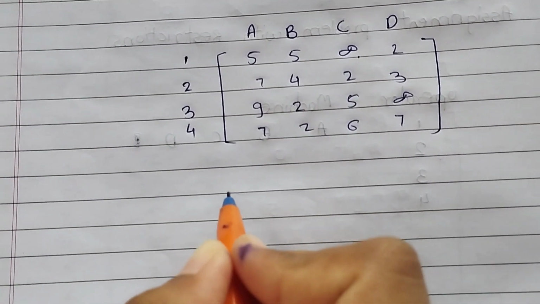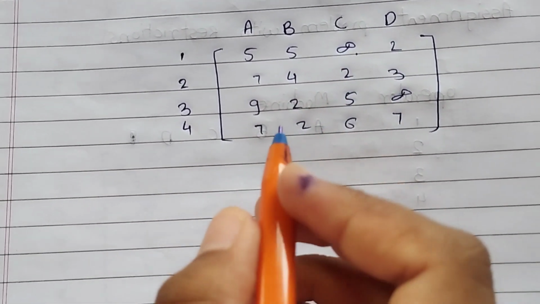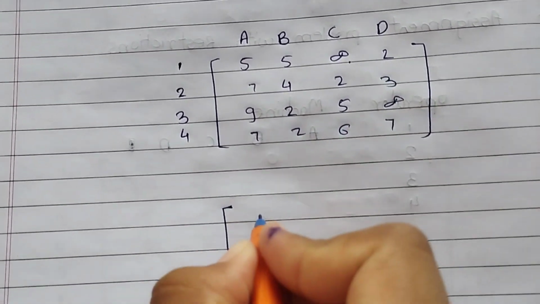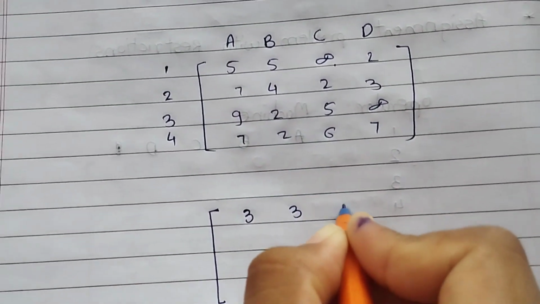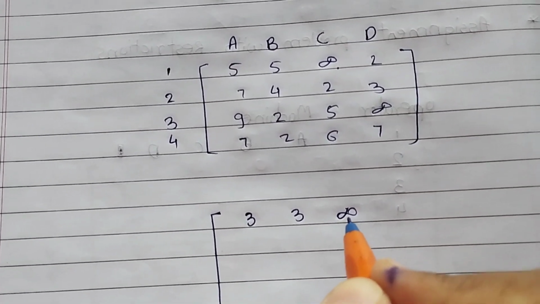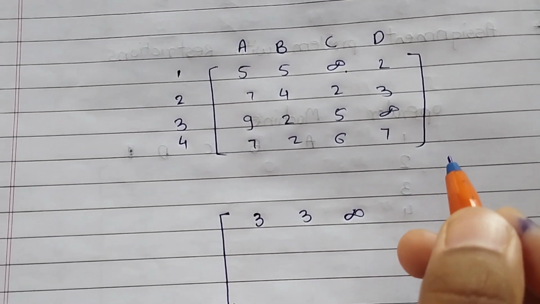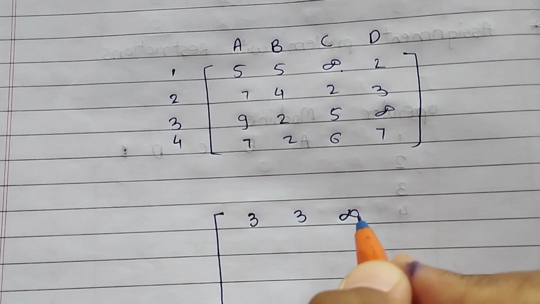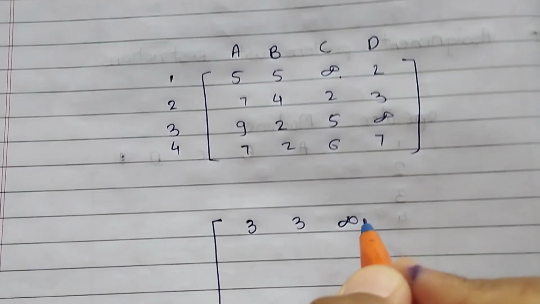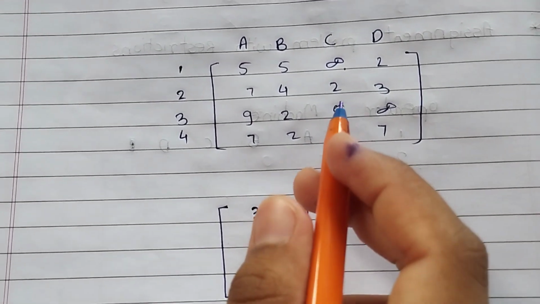So first step, we find the minimum from each row and subtract it from the respective row. In the first row, 2 is the smallest. So 3, 3, infinity, because infinity minus 2 is infinity, since we do not know the particular value of the infinity. It could be 10, 100, 1000, 2000, we don't know. So when we subtract or add any value to infinity, the answer is also infinity, and here is the 0.